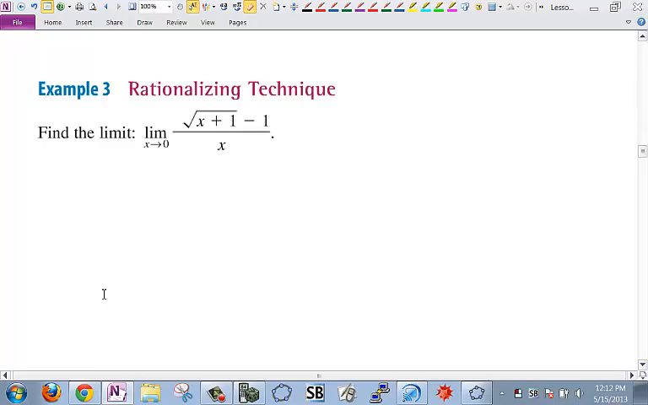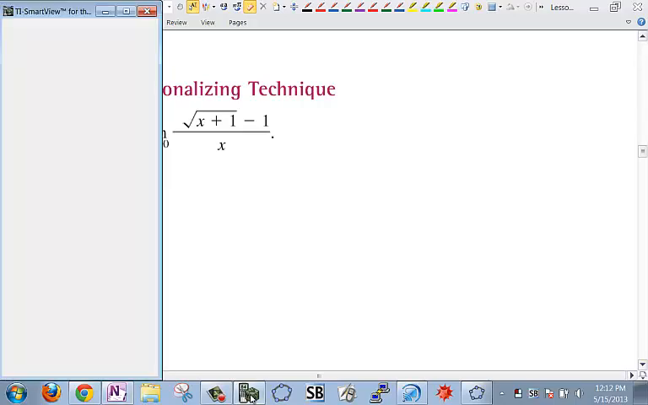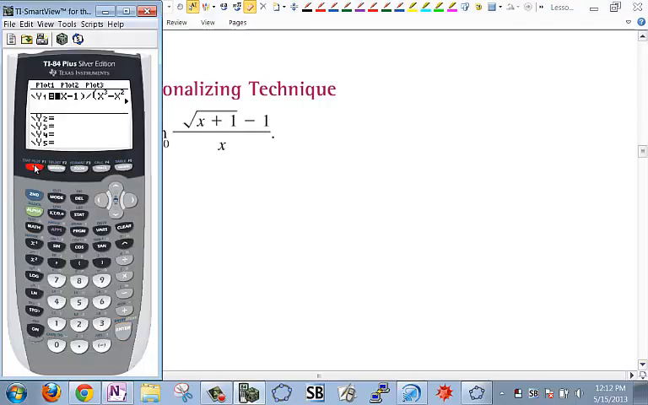You ready? Here we go. First thing I do is, can I use direct substitution? No, I cannot. Step 2, let's get the answer first. So y equals, parenthesis, square root of x plus 1, minus 1, close parenthesis, divided by x. Do a little zoom 6. I do not see an asymptote at 0. Right, I don't really see much of anything anywhere. There's a weird thing right there.